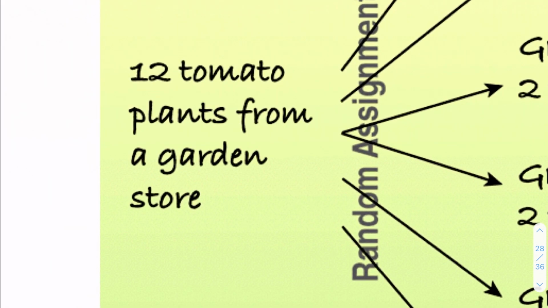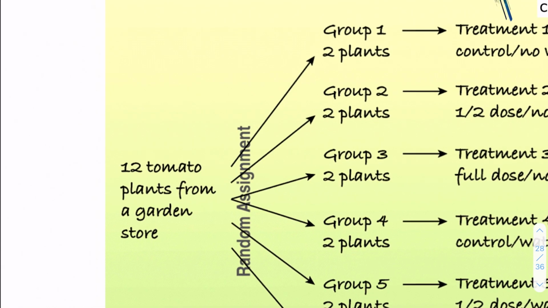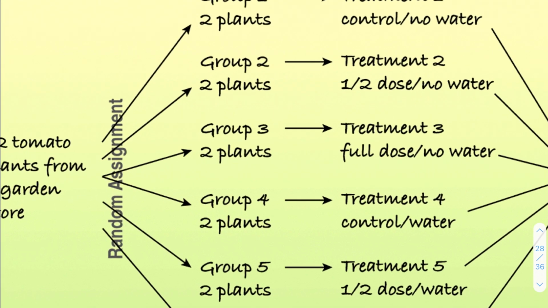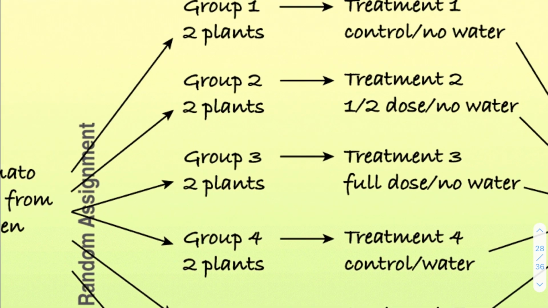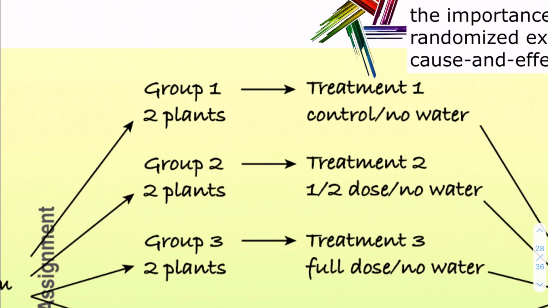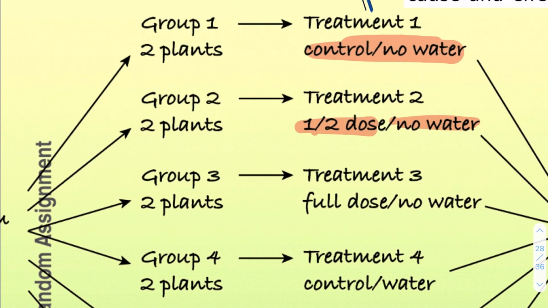So take 12 tomato plants from a garden store or a farmer's market. In each of those, we're going to take 2 plants and look at them as a group. So the first group, we're going to grow 2 plants and say they are our control. So they don't get any water. Chances are they're not going to live that long. Our group 2 gets half dose of the fertilizer with no water. Group 3, again, all of these are from random assignment of what we bought at the store, gets the full dose of fertilizer with no water.